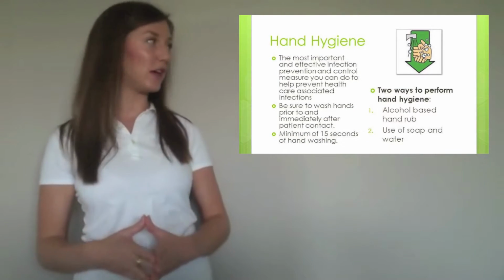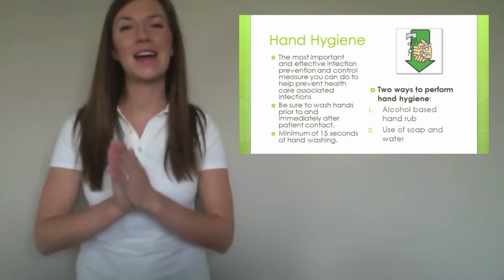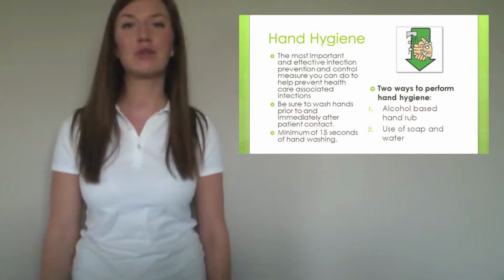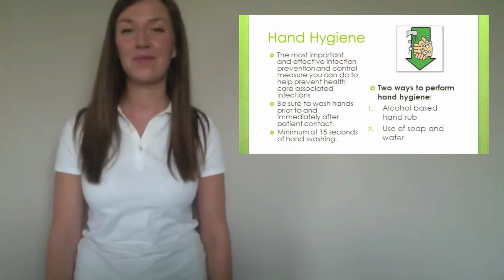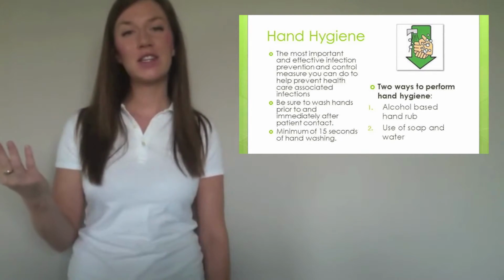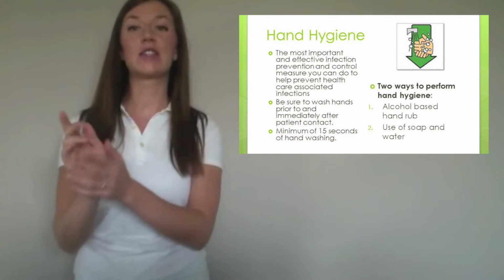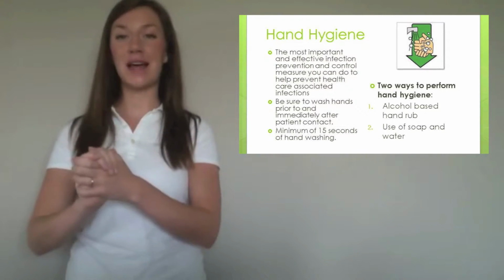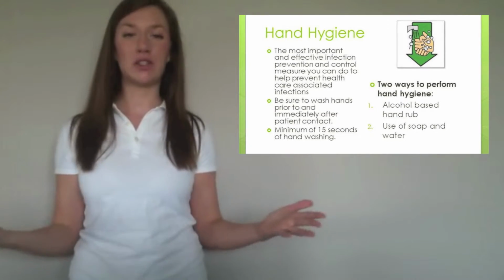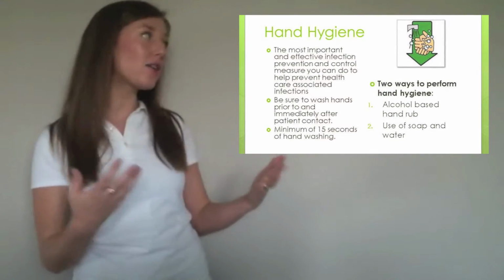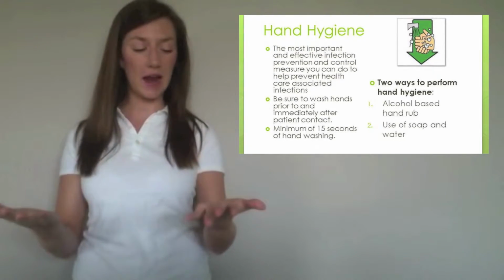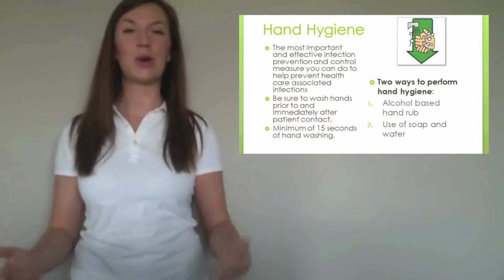It's been proven that regular hand hygiene is the most important and effective way to prevent the spread of infectious diseases. Now, there are 2 ways to perform hand hygiene. This includes washing your hands for at least 15 seconds with soap and water, or alcohol-based rub. Now, alcohol is preferred up to 90% of the time if your hands aren't visibly soiled.